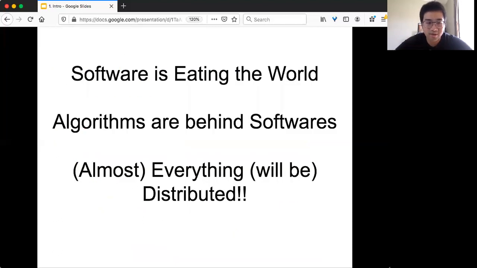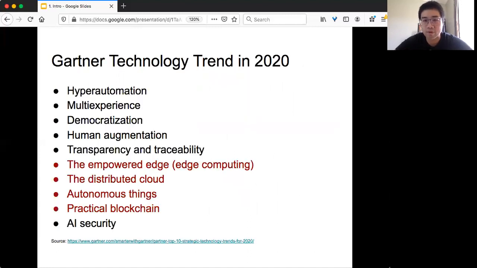So here is my feeling right now. It's very famous in Silicon Valley that software is eating the world. And what's behind the software? Algorithms are behind the software. And as we saw in the previous slide, where do you run your algorithms? It's on top of distributed systems. So that's what inspired the name Everything Distributed, because I think it's safe to say that almost everything will be distributed or will run on distributed systems. And that's why distributed computing is so fascinating. It's a good area to study.